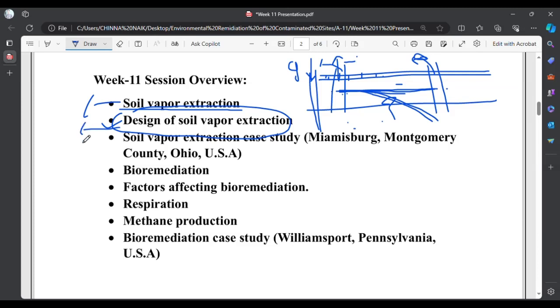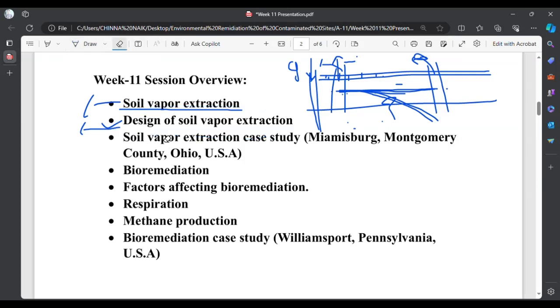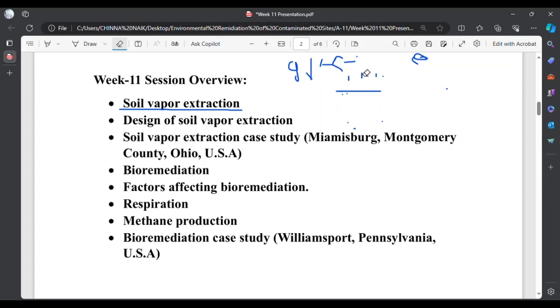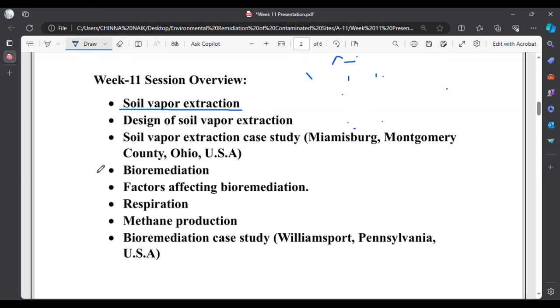So the course instructor already discussed one example. He calculated all the four parameters with the help of one example, so I don't need to discuss it again. And then the next topic is covered by, yeah, this is a similar case. It is a soil vapor extraction case study, again discussed by the course instructor himself in the recording sessions.